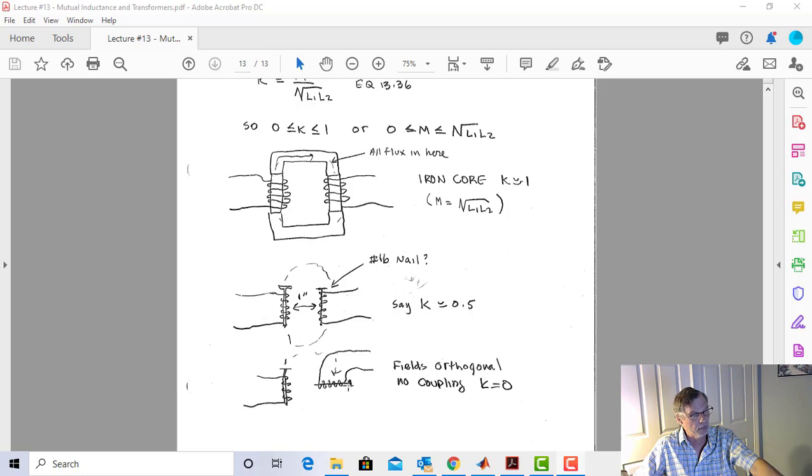Okay, so in our next lecture, we're going to take these concepts and talk about ideal transformers, which are transformers where the coefficient of coupling is assumed to be 1. And with a good transformer, it's very close. And we're going to do cool things like impedance matching with them.